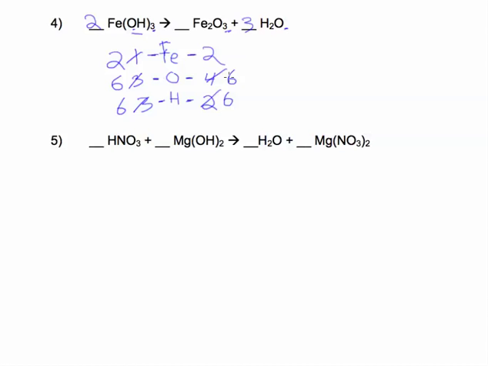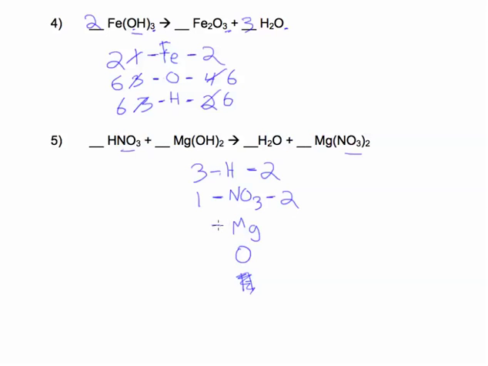Let's do one more. In this last one, we have H, we have NO3, and we can keep that together because it's the same on both sides. It stays together. We have magnesium, we have O, and we have H. Again, sorry. We'll count it up here. So we have 1 plus 2 gives me 3 hydrogens. I have 2 on this side. I have 1 nitrate and 2 nitrates.